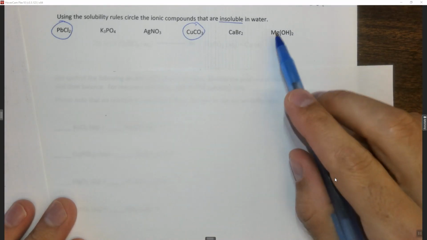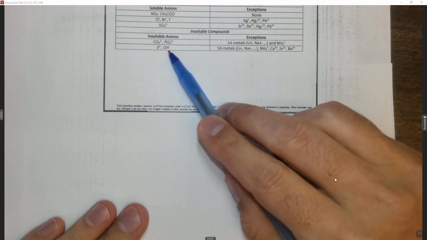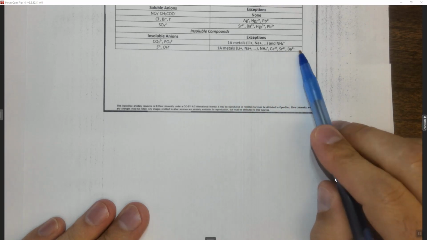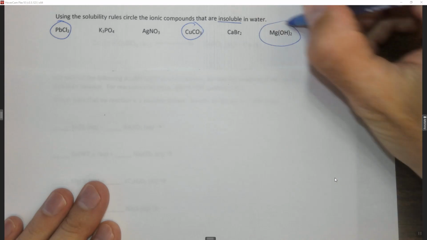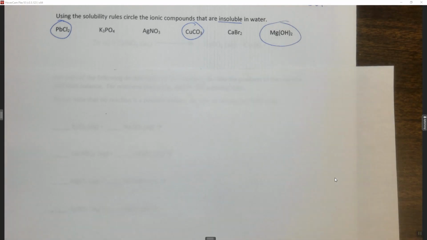Magnesium hydroxide. We're not going to find magnesium on the list. Let's look up hydroxide. Hydroxides are on the bottom here, and if we look, the exceptions are the 1A metals, calcium, strontium, and barium. Magnesium is no exception, so this one is insoluble. Magnesium hydroxide is the stuff in milk of magnesia.